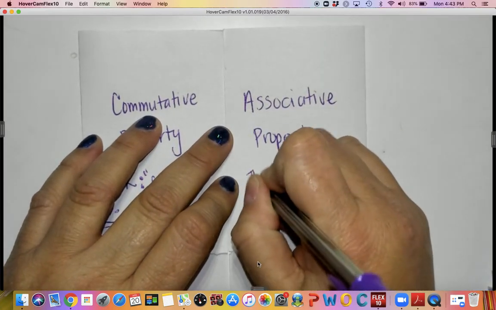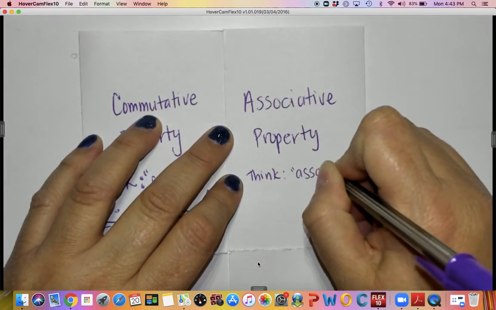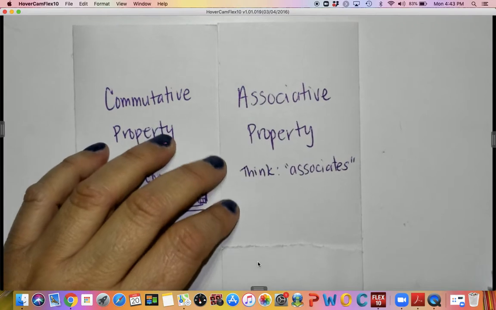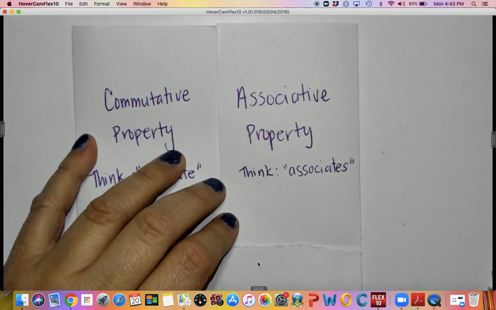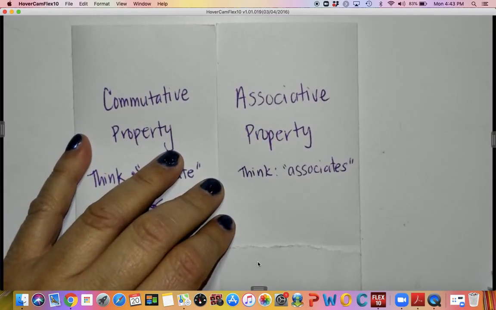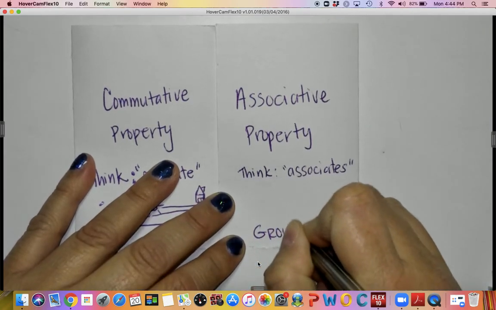And I want you to think of the word associates. And some of you might know the word associates. Associates are people you know. Sometimes you'll say, oh, I associate with those people. So Zenker teachers are teachers that I associate with. Okay, we're a group of people that know each other. So your key word here is group.